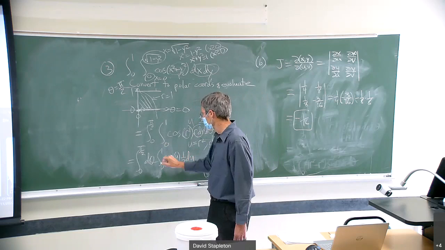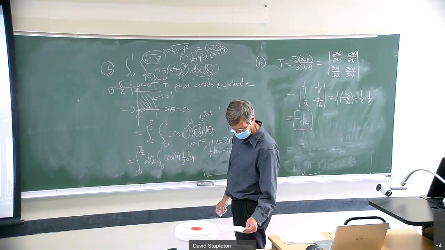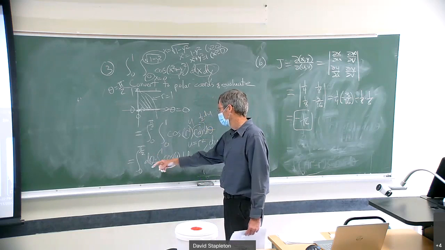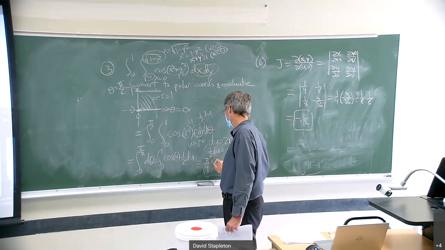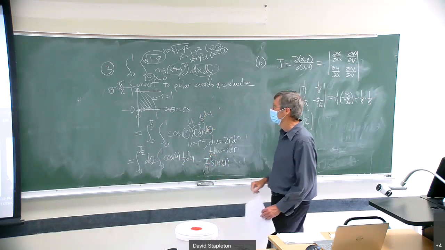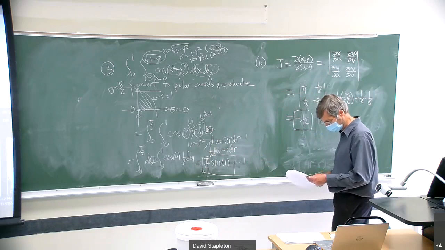All right, so there's our calculus 1 problem. This integral comes out to be pi over 4 times the sine of 1. Right? Evaluate this thing. So that's what I was looking for on that one.